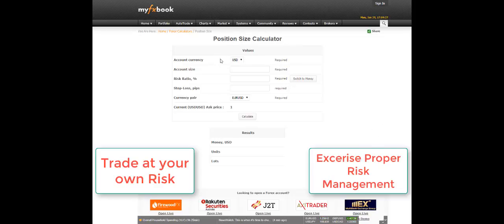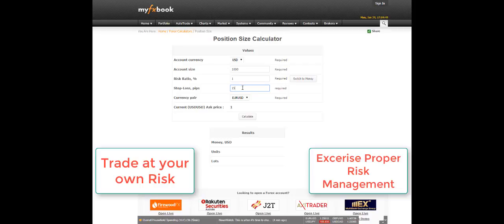So my account is in US dollars. Let's say as an example, my account size is $1,000. Now on this one trade, I want to risk no more than 1% of that. And based on that, I'm only willing to do 15 pips. Okay, my stop loss is going to be set to 15 pips.